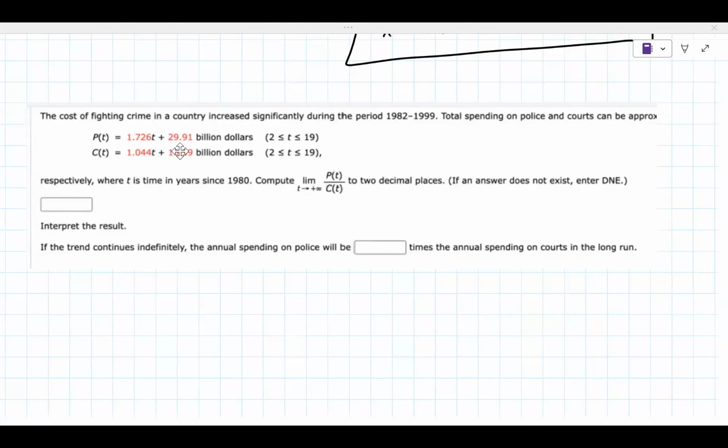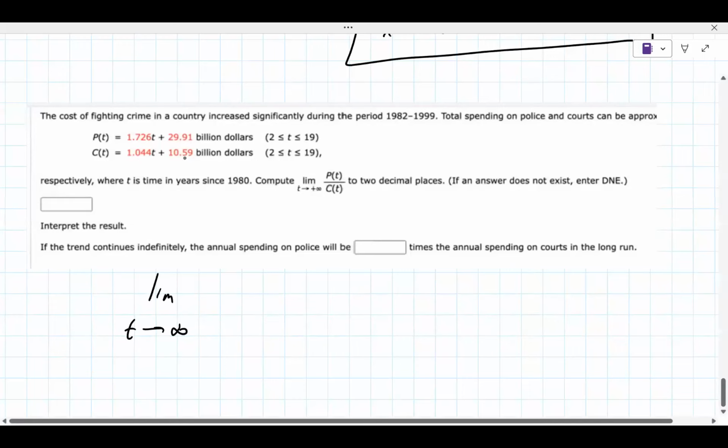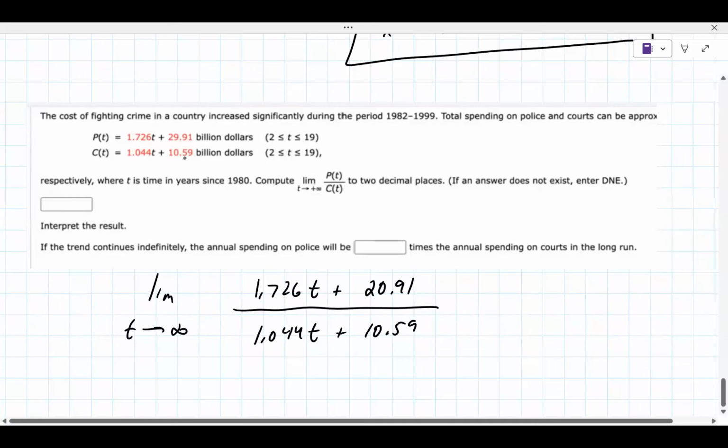There it is. Now you should be seeing my screen. So it looks maybe more complicated than it actually is. They're giving you a function P of t, which is this one, C of t, which is this one. So what they're really asking for is the limit as t goes to infinity of 1.726t plus 20.91 over 1.044t plus 10.59. Now this one is neither top heavy nor bottom heavy. They're the same. So the limit is the ratio of these numbers. So you're just dividing 1.726 divided by 1.044.